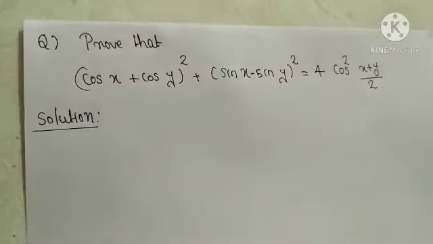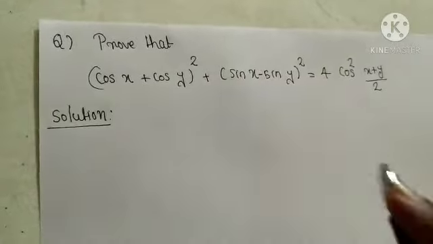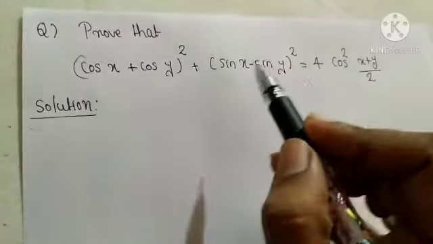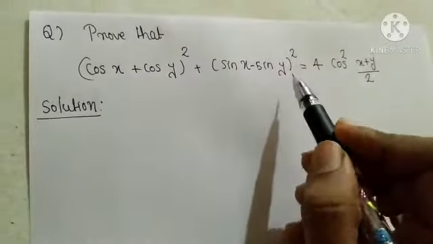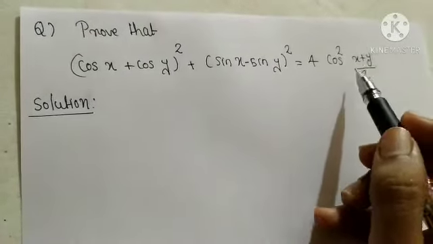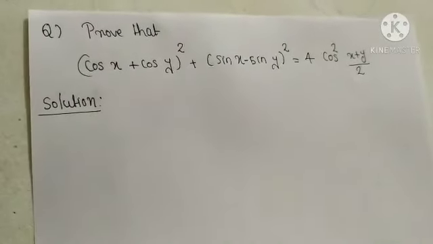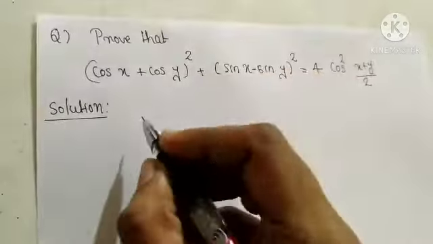This is our third question. In this question, we need to prove that (cos x + cos y)² + (sin x − sin y)² is equal to 4 cos²((x + y)/2). So let's start the solution of this question.